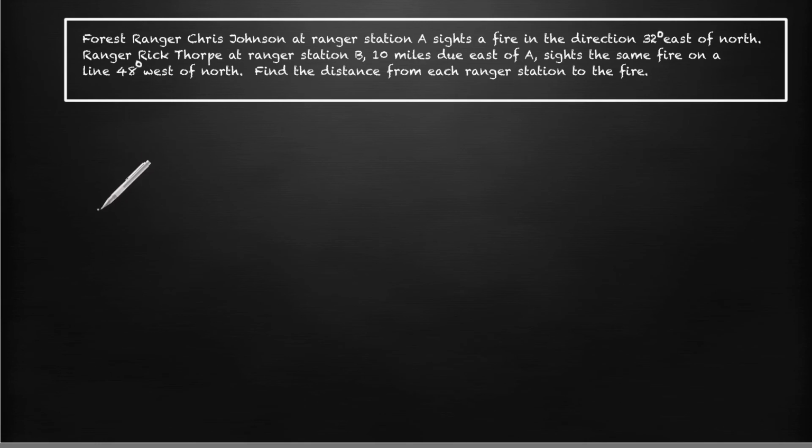All right, in this next example, we have a real-life application as to how we can use the law of sines to solve application problems.